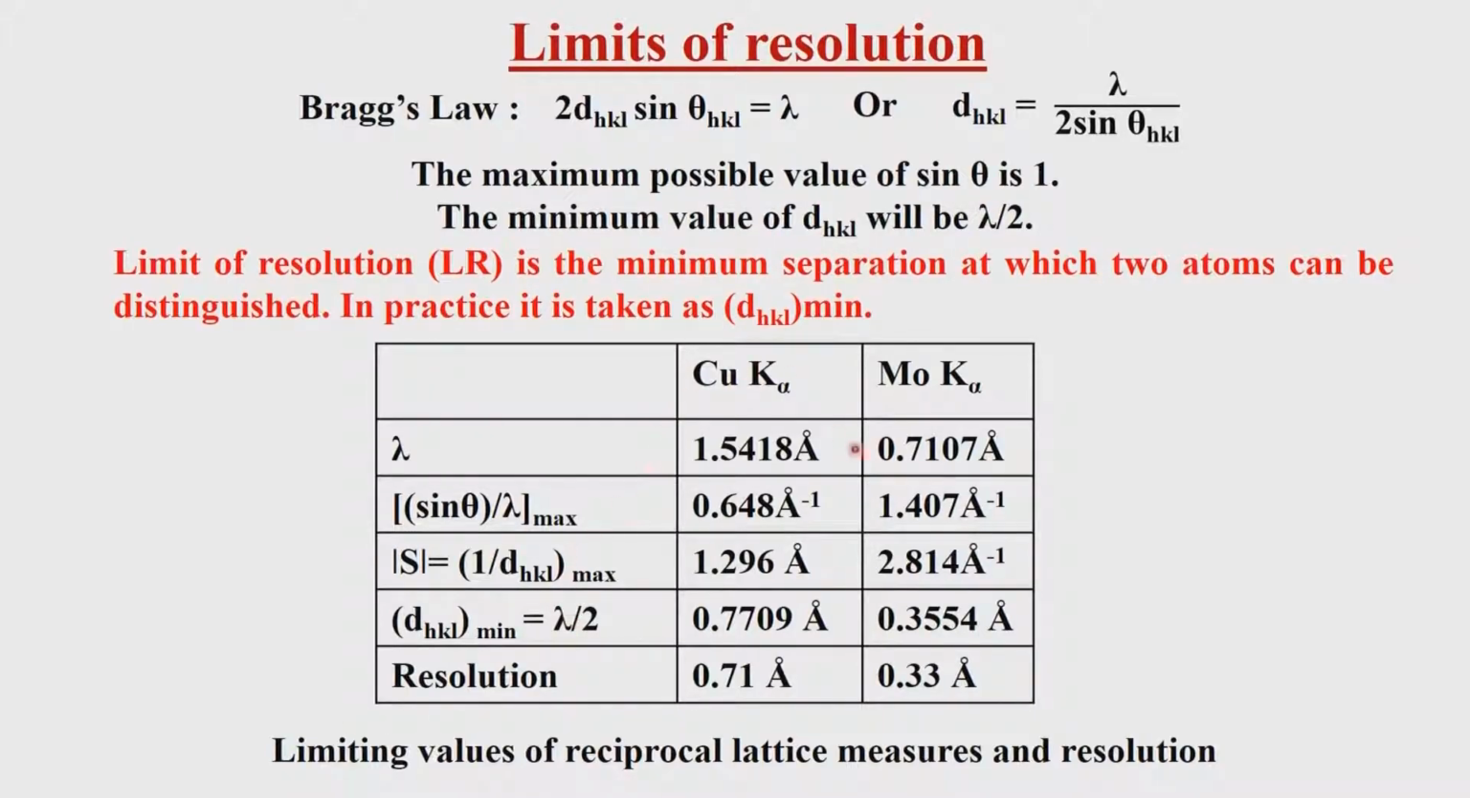The other measures of the accuracy or the resolution which we can reach are in terms of this table, where we have the lambda, and we also have a quantity called sin theta by lambda. So, we can calculate sin theta by lambda by taking this value down here, and that will be 1 over d of HKL, and that value is given in terms of what we see here. So, the maximum value of sin theta by lambda corresponds to 0.64 in the case of copper.